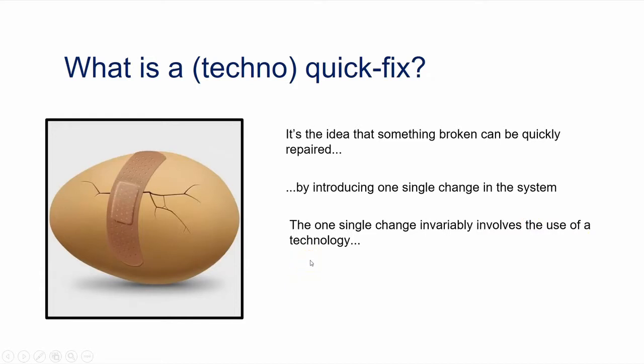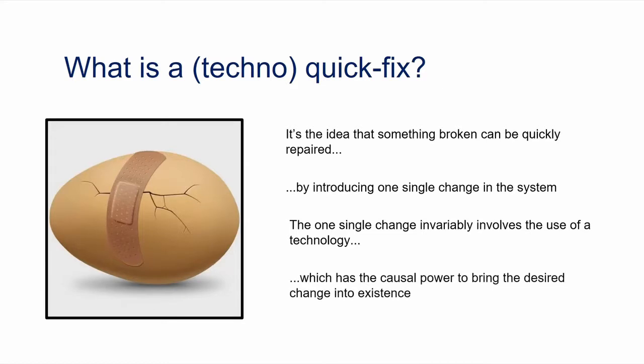So basically, we are able to fix the situation because we introduce one single change, and that single change involves technological intervention. It usually involves the use of one single piece of technology. This piece of technology has the causal power to bring about the desired change, which is, in this case, repairing the broken piece.